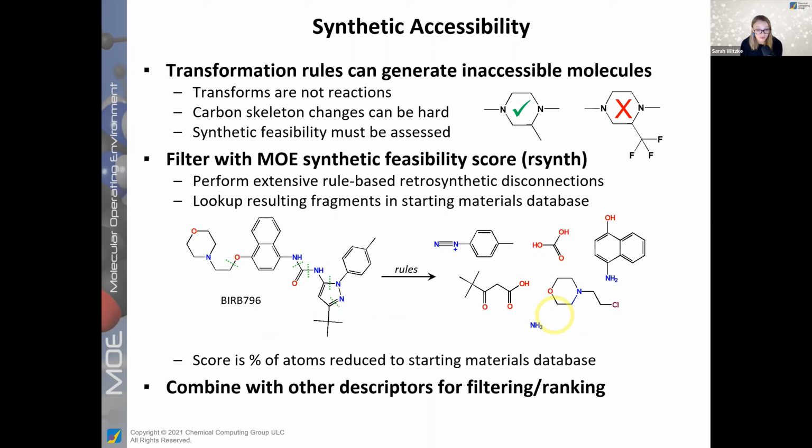If we can find all of them, we know that it should be possible to create that molecule based on the standard ways of creating molecules for different functional groups. And we give it a score that ranges between 0 and 1. So it's been normalized to 0 and 1. And 0 indicates, we think that will be hard for you. And 1 indicates, we found all the fragments. We think you should be able to create this molecule. So we can combine this RSynth score together with other descriptors for filtering and ranking of all the output molecules that we can come up with.